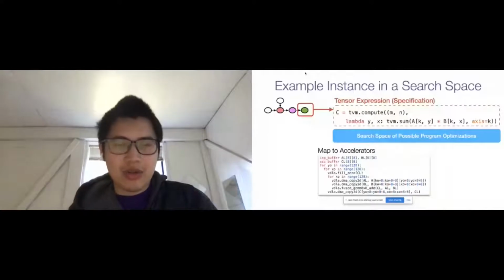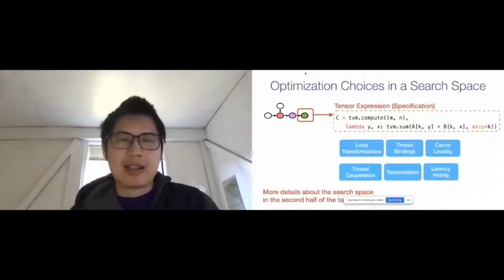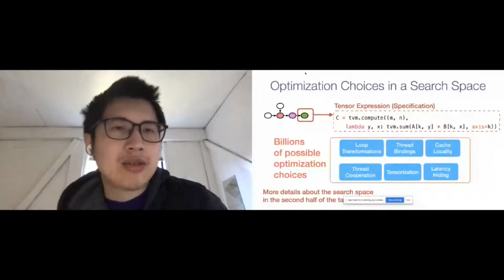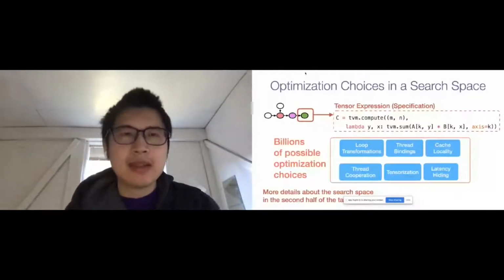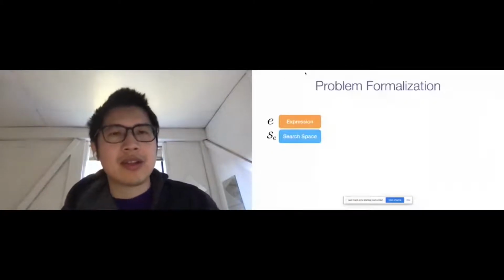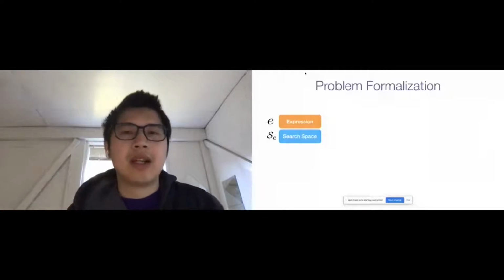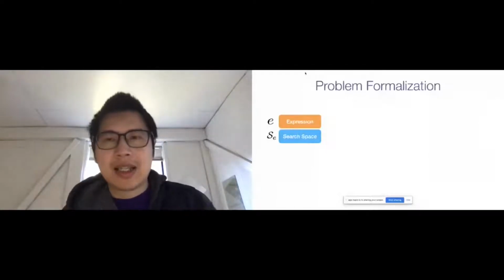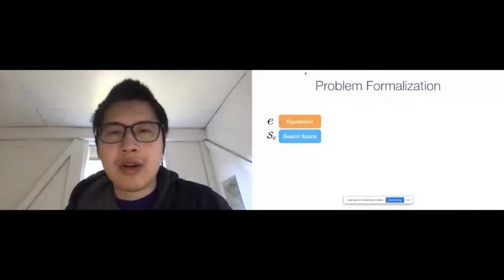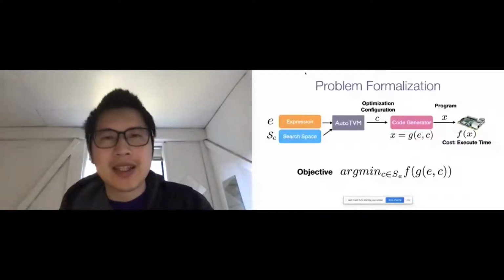So in a nutshell, we want to be able to combine billions of possible optimization choices and search over that space in order for us to get a better program. To formalize this, we can use SLE to denote the search space. And our goal is to generate an optimized configuration for the optimizer that gives you a program. Our objective is to minimize the execution time. There are a few ways we can do that.